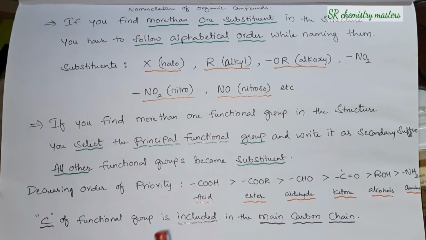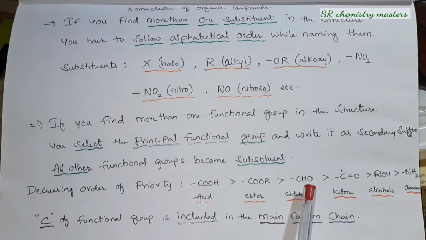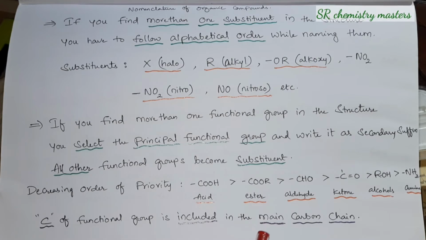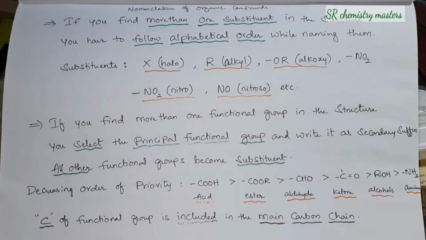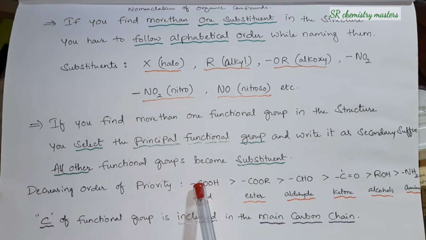For example, if you have an acid group and an aldehyde group in the same compound, you are going to take the acid as the main or principal functional group, whereas the aldehyde is considered a substituent in that compound. Remember that the carbon of the functional group is included in the main carbon chain. If you have an acid functional group, this carbon should also be included in the main carbon chain.